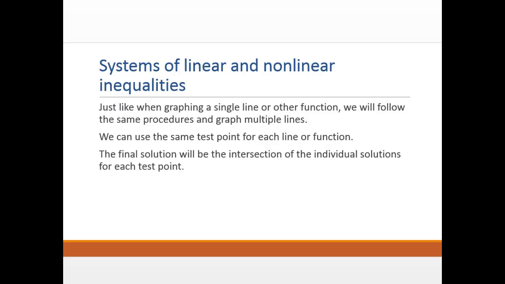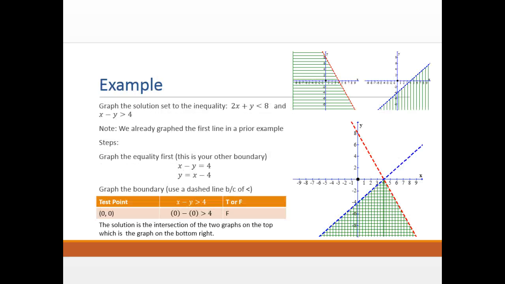Let's look at systems of linear and nonlinear inequalities. Just like graphing a single line or other function, we will use the same procedures and simply graph multiple lines or multiple functions. Now we can use test points again. We can actually use the same test point as long as the test point doesn't fall on a boundary. And the final solution is actually going to be the intersection of the individual solutions. So let's look at an example.